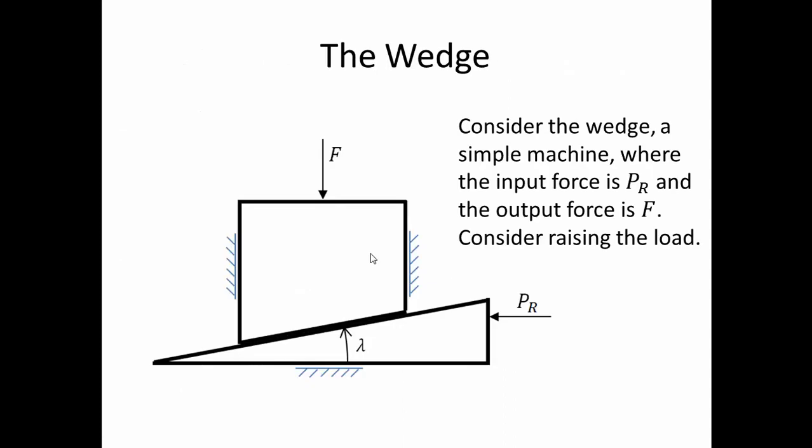So the wedge. In the wedge, we have a nut that goes up based on a wedge that goes right to left. So the input force that pushes the wedge is labeled as PR. The output force is labeled as F, which is what the nut is driving up. And we're going to be considering raising the load. The lead angle, or the angle of the wedge, we label as lambda.